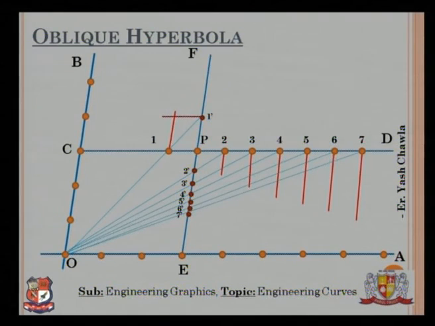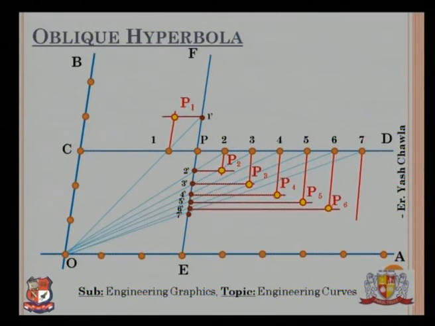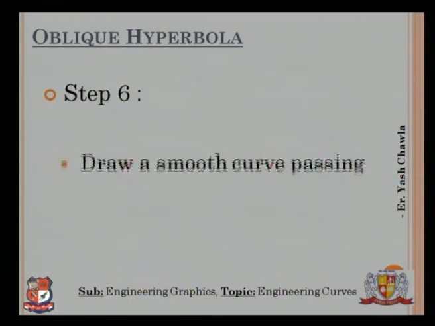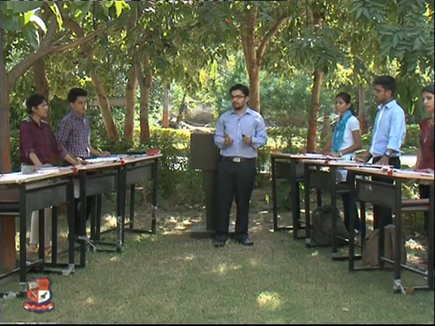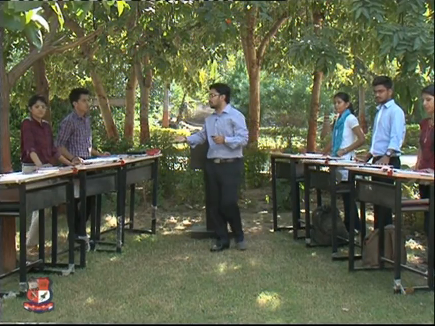Thereafter the horizontal lines, and the intersection of the vertical and horizontal lines will give us the points P, P1, P2 up till the last point, that is P7, and finally we will have to draw a very smooth curve passing through all these points. So we have this oblique parabola, hyperbola, I'm sorry. So we have this hyperbola. I hope you all understood. So shall we move on to the next method?